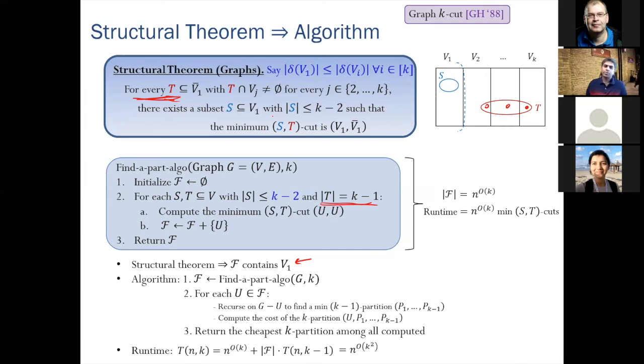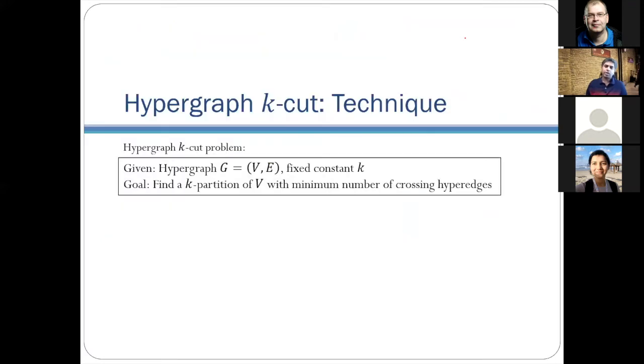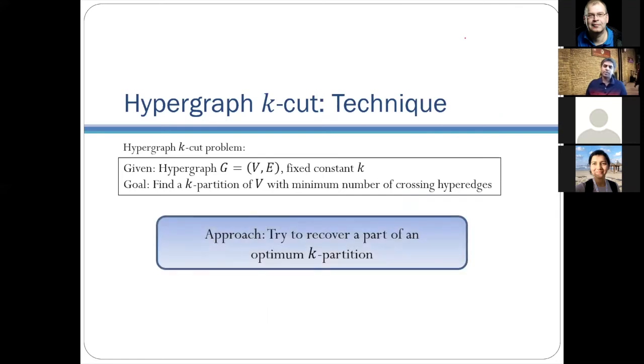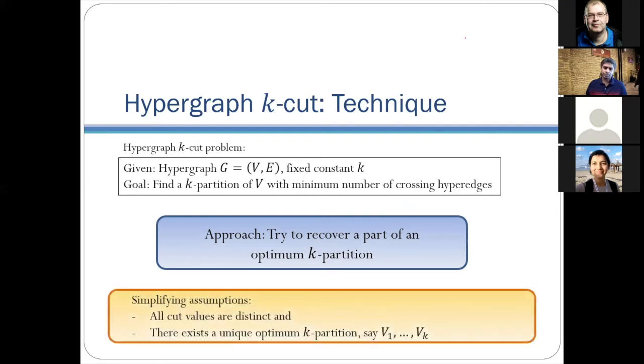Okay, so this is the approach by Goldschmidt and Hochbaum for graph K-cut. Now let me tell you about our approach for hypergraph K-cut. Our approach closely resembles the approach of Goldschmidt and Hochbaum. We also try to recover a part of an optimum K partition. To elaborate on this approach, I will again work under these two simplifying assumptions on the input hypergraph. Namely, all cut values are distinct, so min ST cut is unique for every choice of S and T. And there exists a unique optimum K partition, which I will denote as V1 through Vk.